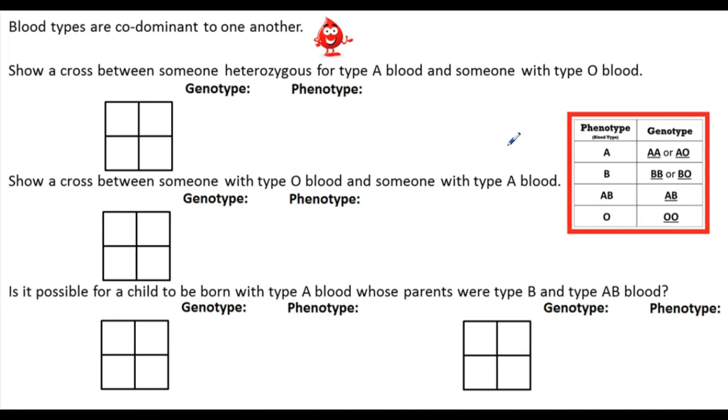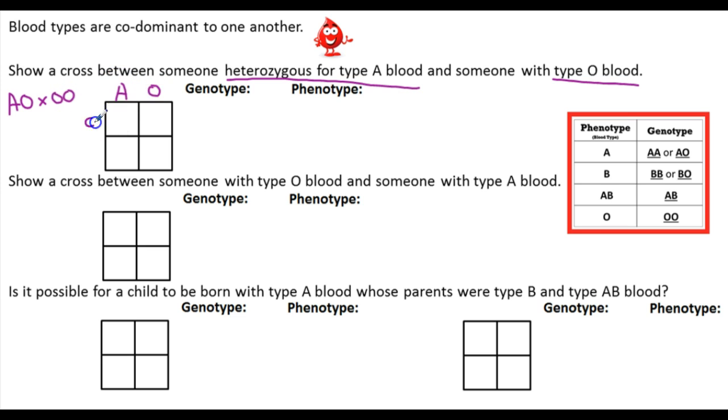Okay, let's try some codominance practice, this time with blood crosses. As you can see, I have the phenotype and genotype table that will be very helpful for you. So let's show a cross between someone who's heterozygous for type A blood. And if it's type A, it could be AA or AO. Heterozygous means that it would be AO. So I'm going to cross someone whose genotype is AO with someone who's type O. Now there's only one possible genotype for blood type O, and that's OO.